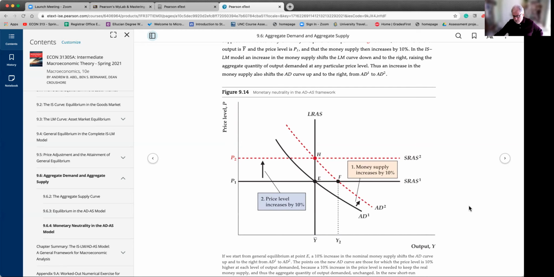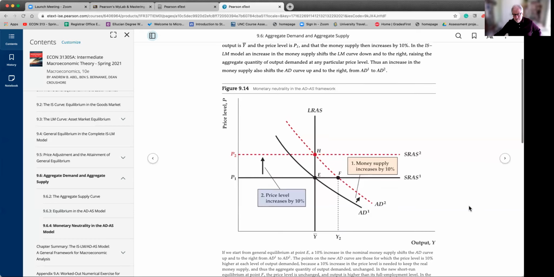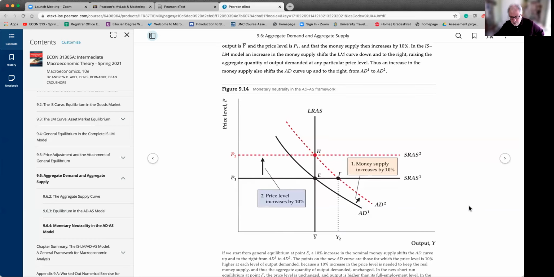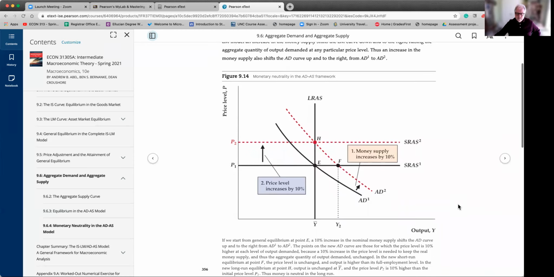The question is, how long is the long run? Keynes had a famous saying, in the long run, we're all dead. He was focused on the short run and saying that's where people live, and that's what we need to focus on.